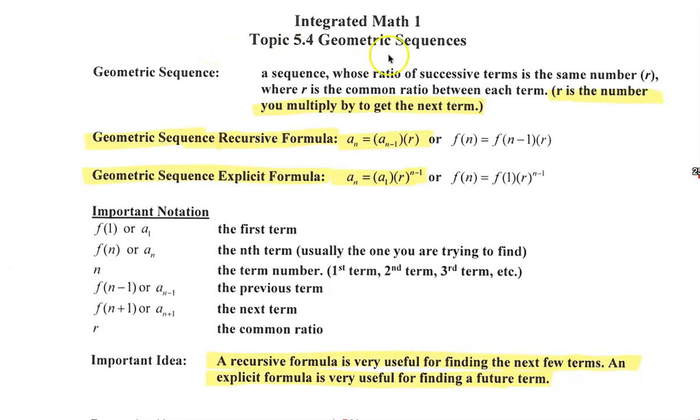In this video, we're going to talk about geometric sequences. Geometric sequences are a sequence where we multiply to get the next term. So for example, if we have 2, then 6, then 18, and then 54, and so on, we're multiplying by 3 every single time. That makes it a geometric sequence. The thing you're multiplying by is called the common ratio.